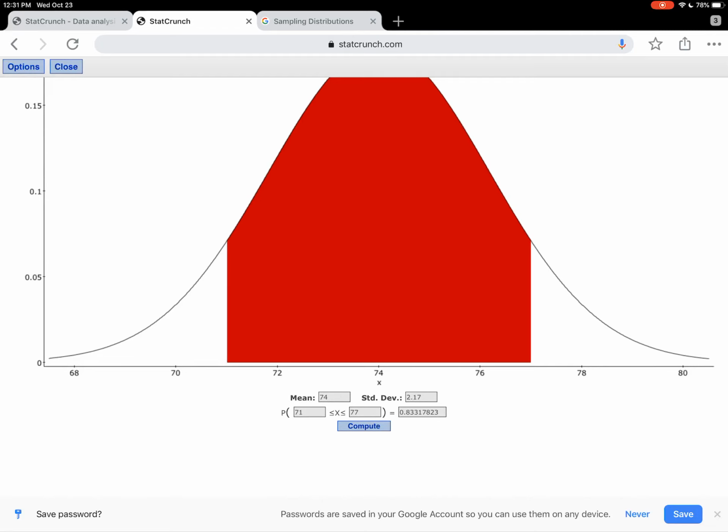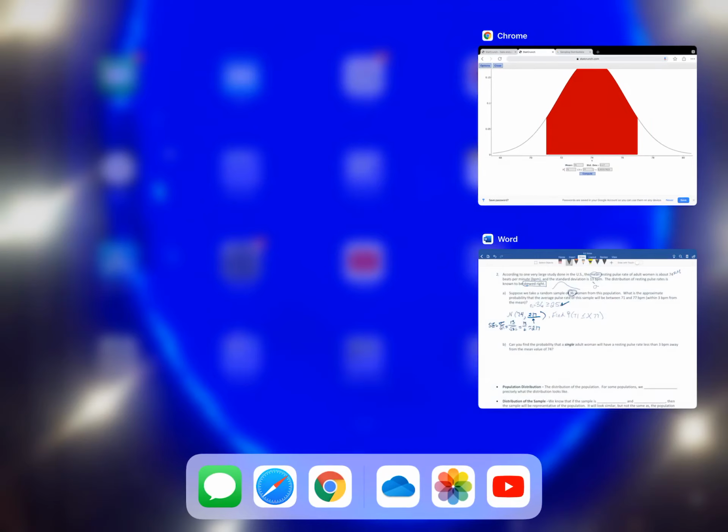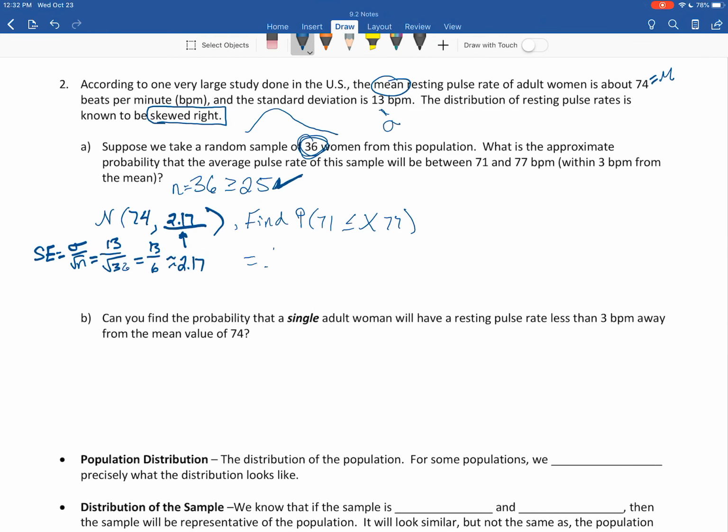Looks like 0.883 or 88.3%, however they ask you to give that answer back. Whichever one of those can be your final answer. So that's your probability that if you were to pick just randomly 36 women out of all US women and average up their resting pulse rate, there's an 88% likelihood that it will be between 71 and 77 beats per minute.